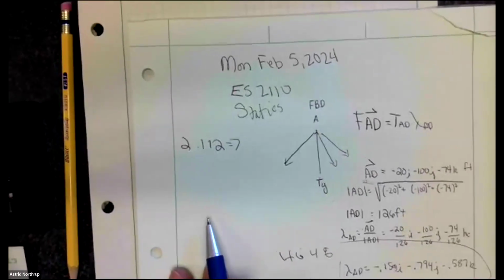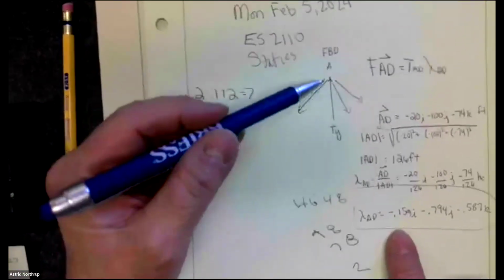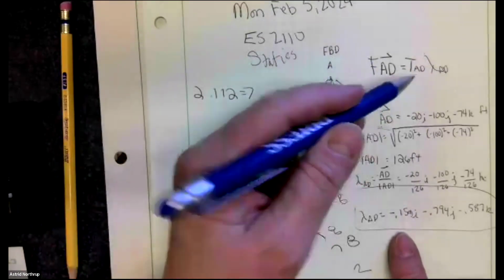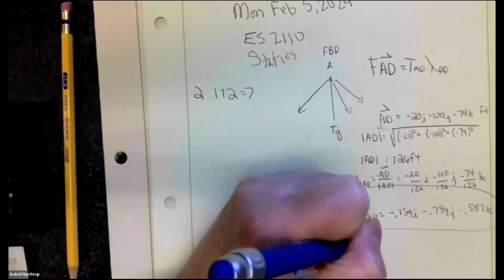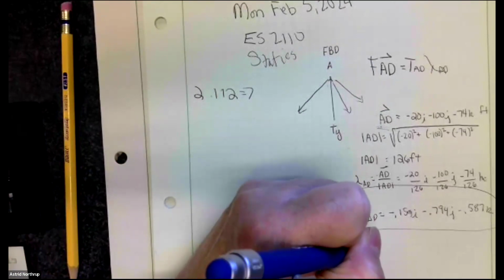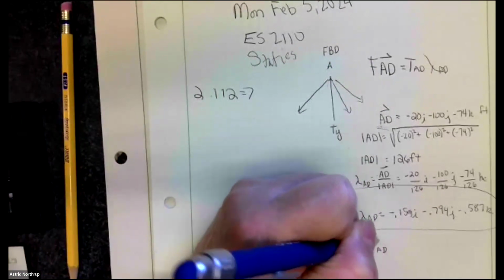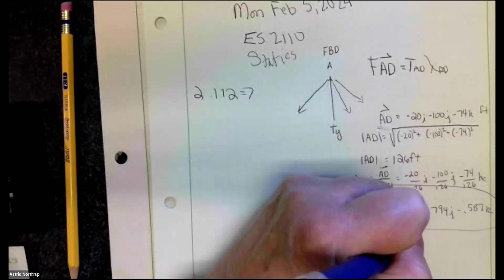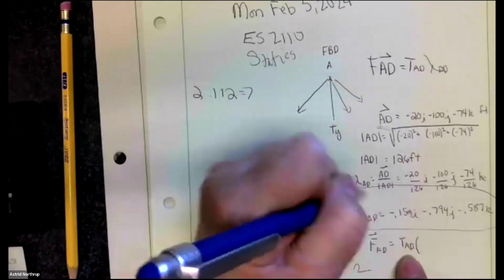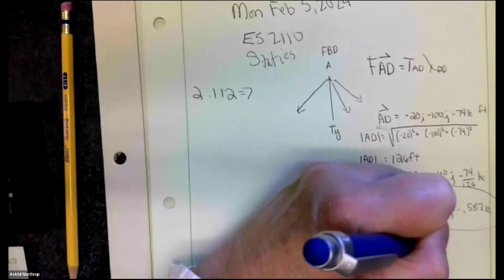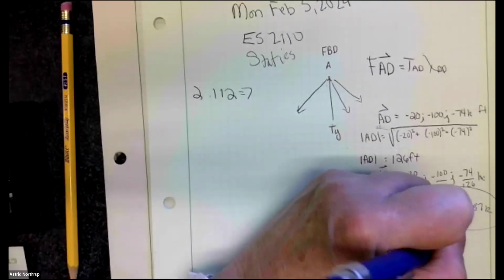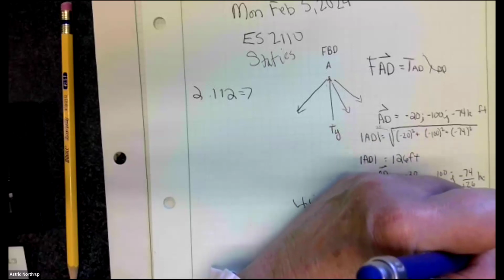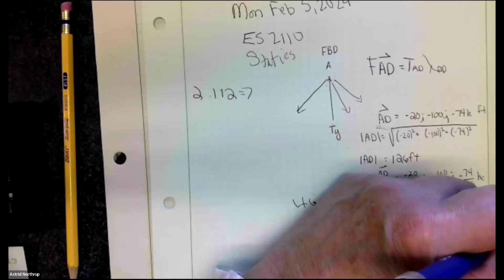So there's lambda AD. Now, the next thing I would do: I do not know the force magnitude, which would be the tension, but I can say at this point that the force in vector AD is equal to the tension in AD, which is just a scalar, times lambda: negative 0.159I minus 0.794J minus 0.587K.